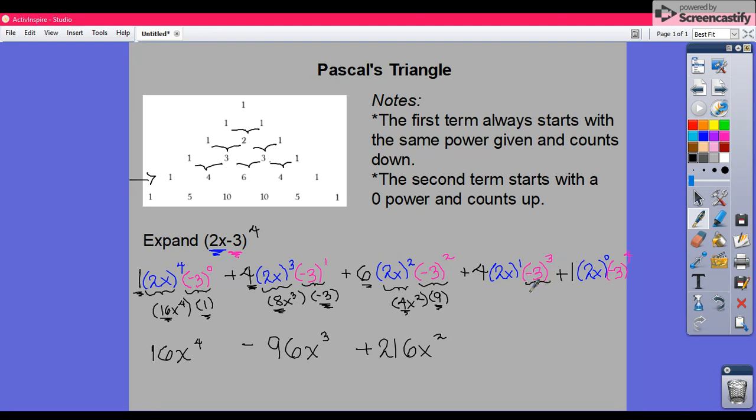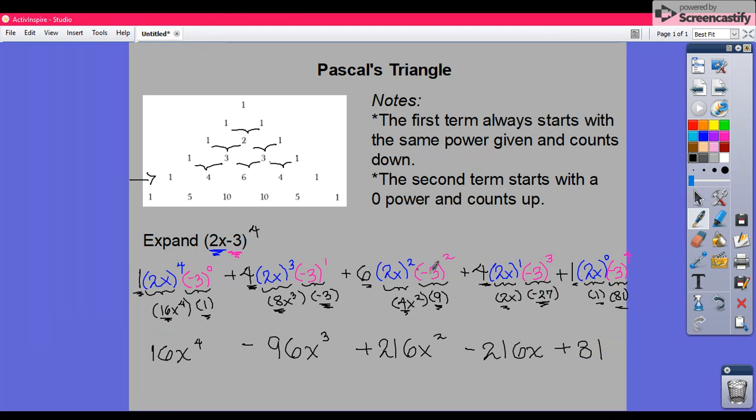Negative 3 to the third power is negative 27. 2 to the first power is 2, and then x to the first power is x. And then after exponents, I multiply 4 times 2 times negative 27, which gives me negative 216x. And then for the last term, again, anything to the 0 power is just 1, so I'm not even going to calculate that one. And then negative 3 to the fourth power would give me positive 81. So I have 1 times 81, which is positive 81.